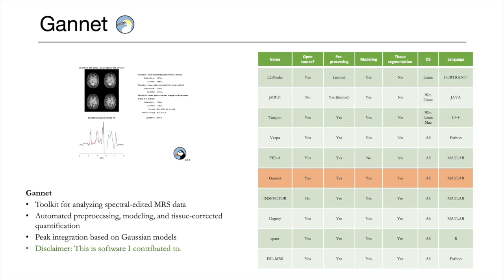GANIT is specifically developed to handle spectral editing data, such as MEGA-PRESS for GABA. It is completely automated, including pre-processing, peak integration, and tissue correction. Disclaimer: this is software that I have contributed to in the past and continue to support.